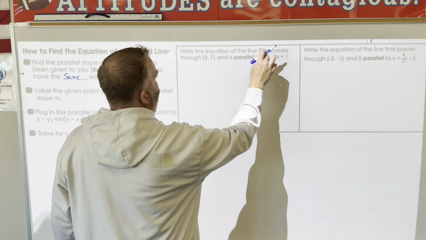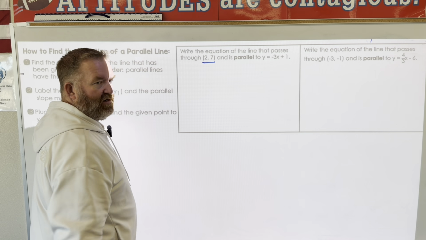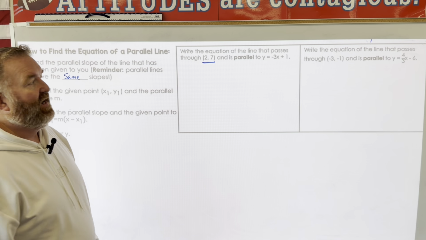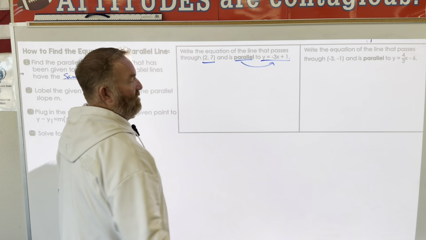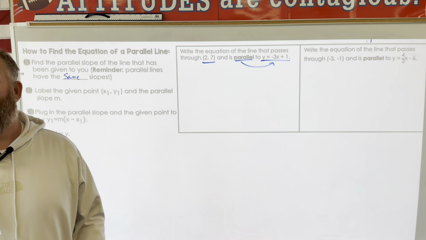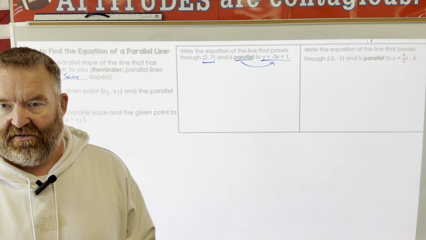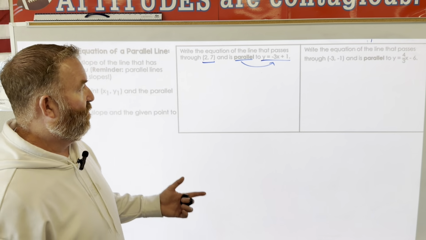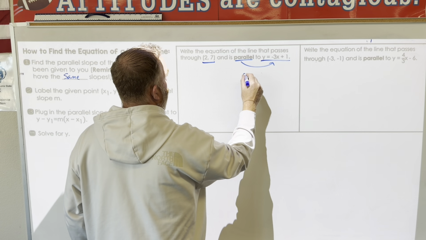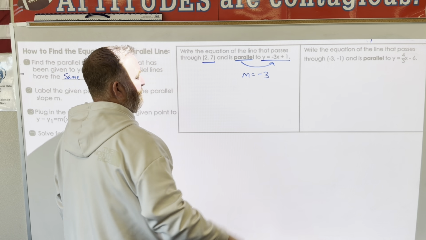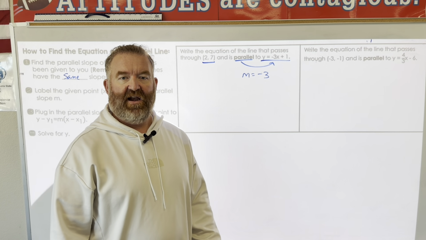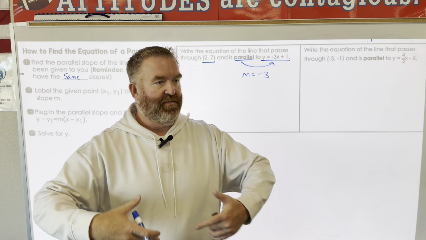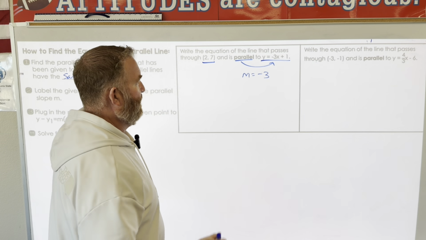So here we go. The equation of the line that passes through this point, there's my point, and it says parallel to that equation. What did you just tell me that parallel meant? Same slope. So what's the slope of this equation? Negative 3. So if it's parallel, isn't my new slope going to be negative 3? I see a lot of nodding. You guys are with me. You're with me so far, yes? All right, so let's move.